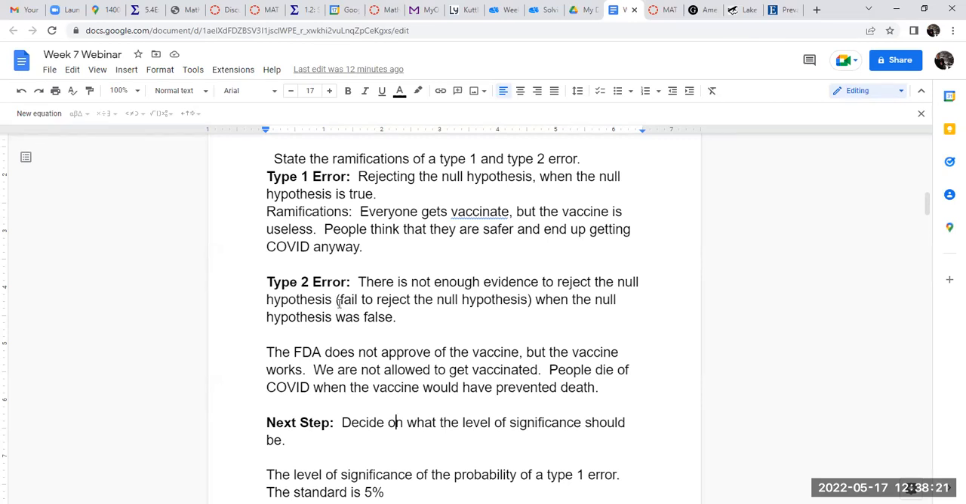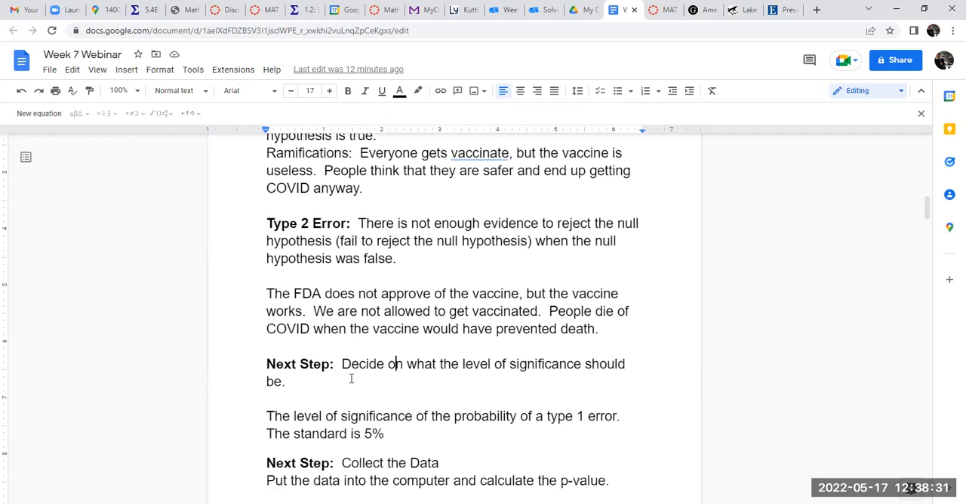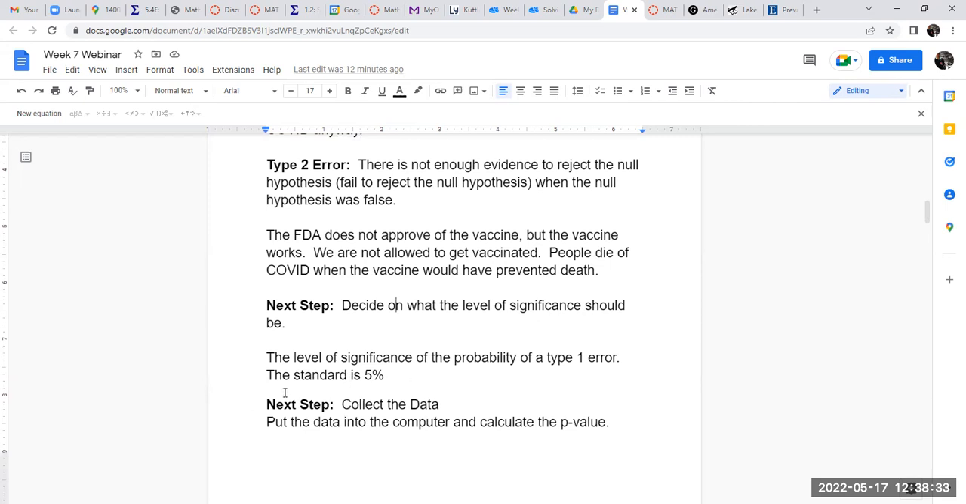How about you? Okay, I hope all of us would. So the idea is that type 2 error is worse. So since the type 2 error is worse, we're going to choose a 10%.